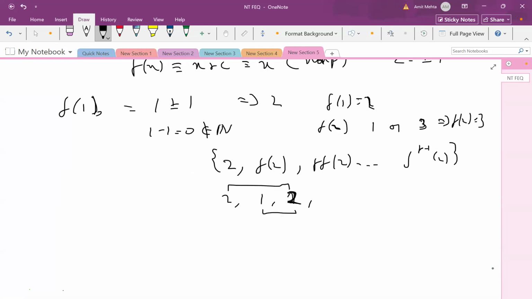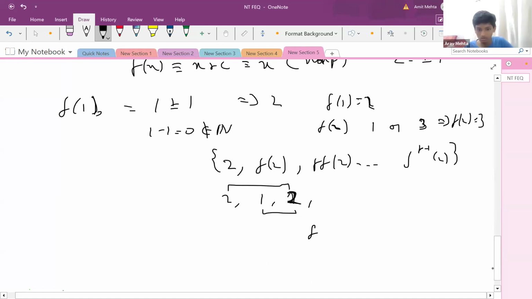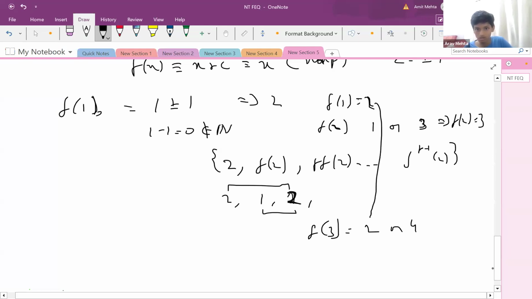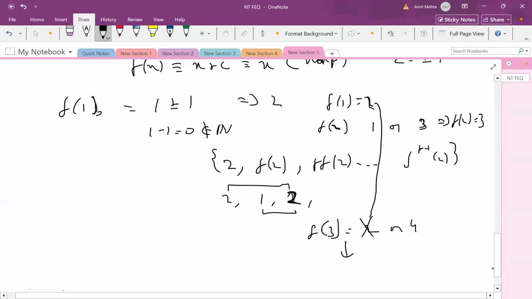And now you can induct. But you needed one more base case. Now you can induct, exactly. Just to illustrate the induction, f of 3 can either be 2 or 4, but we have proved injectivity, so 2 and 2 is not possible. So it has to be 4. And then we can just induct.